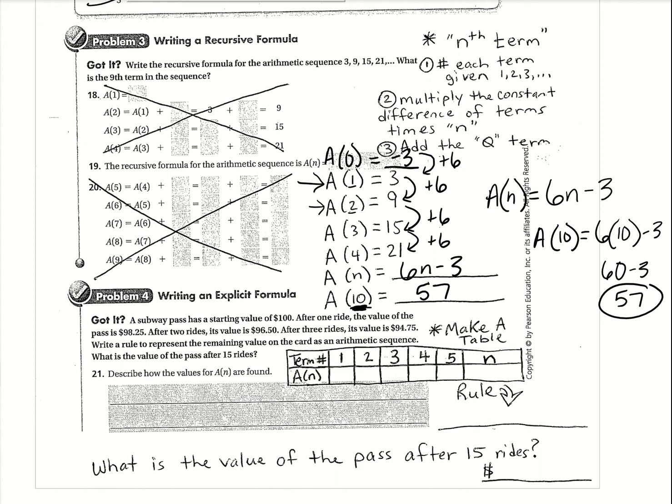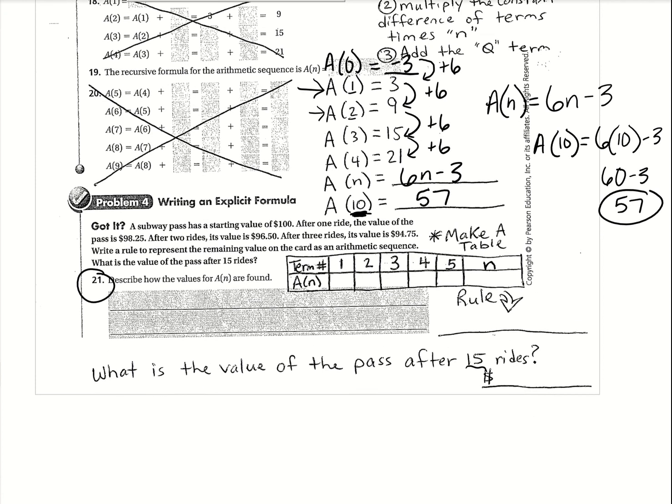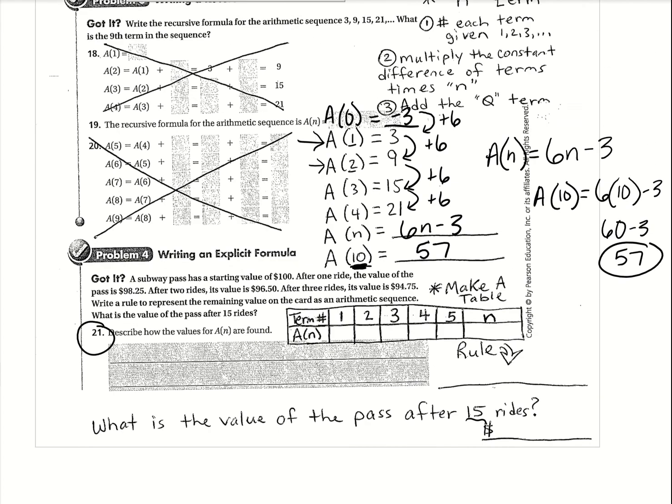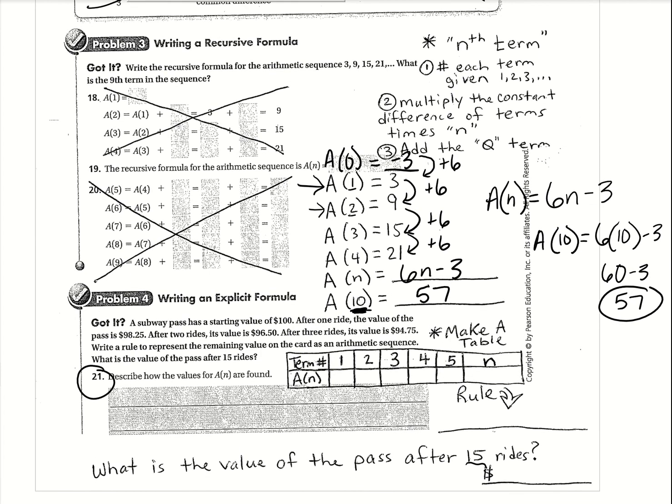I'm going to have you try out the Got It problem on 4, number 21. You're going to do all of that. You're going to find the term number, the a of n, and then the n, and then you're going to find the rule. And then lastly, you're going to find the value of the pass after 15 rides. Once you've done all that, you are good on this video lesson.